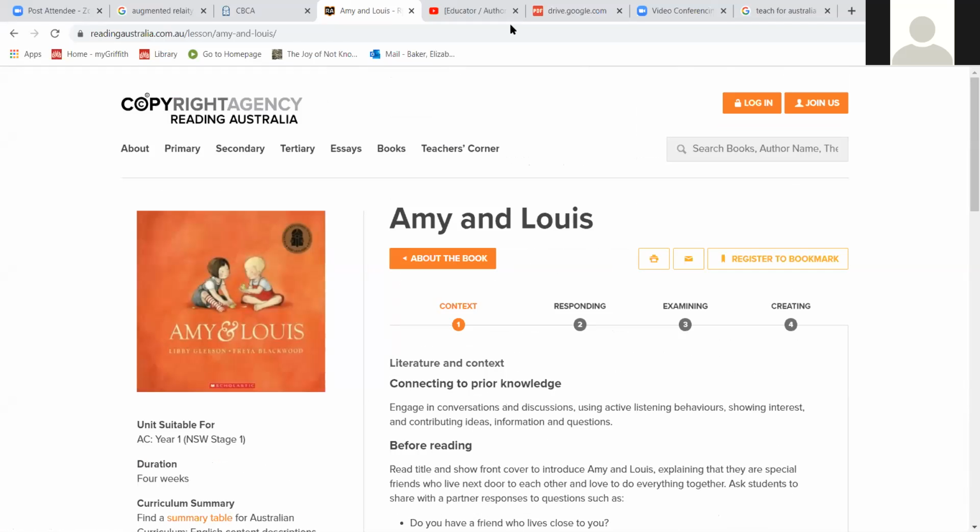Love Reading Australia. And these are all free. You can save them, you can download them, you can use parts of them. An amazing resource if you haven't found Reading Australia.